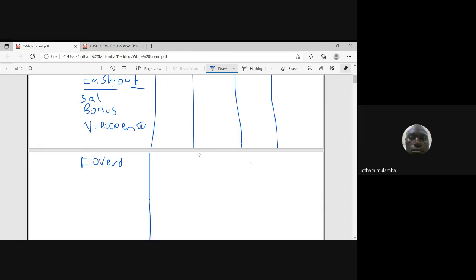After fixed overhead, tax. After tax, interest. We had interest. After interest, no other. That is it. That was the final one. Then we'll get total.